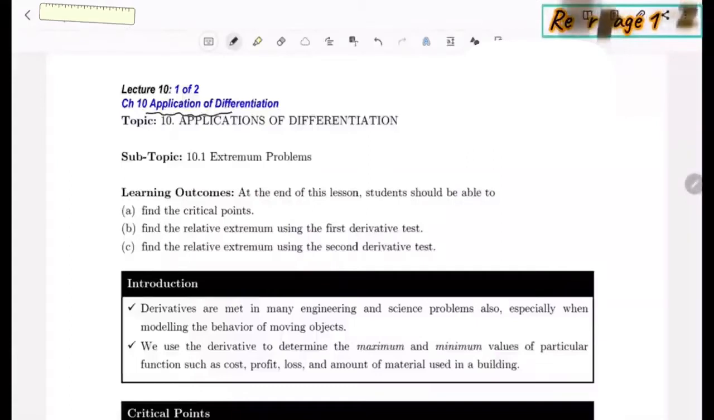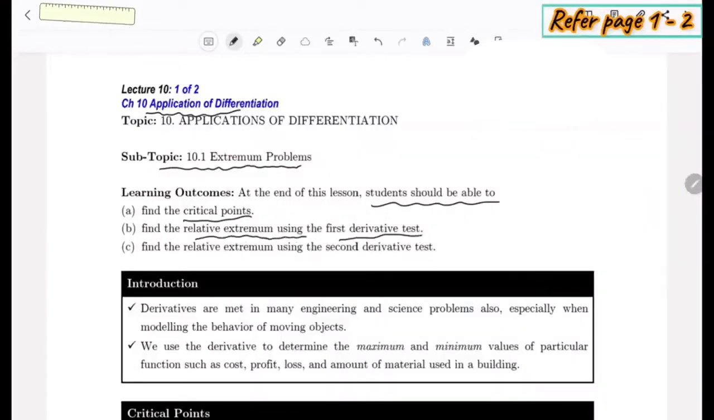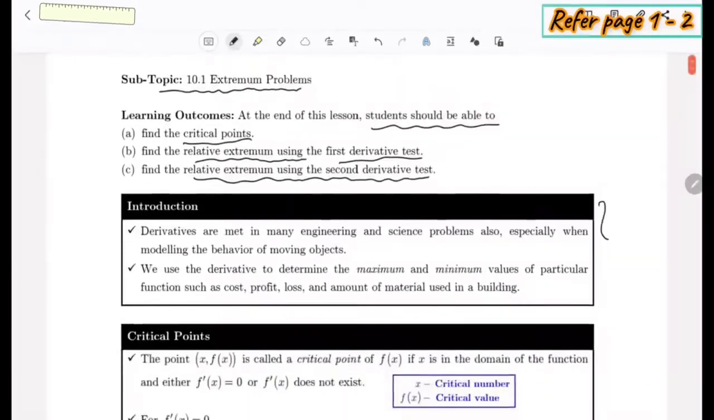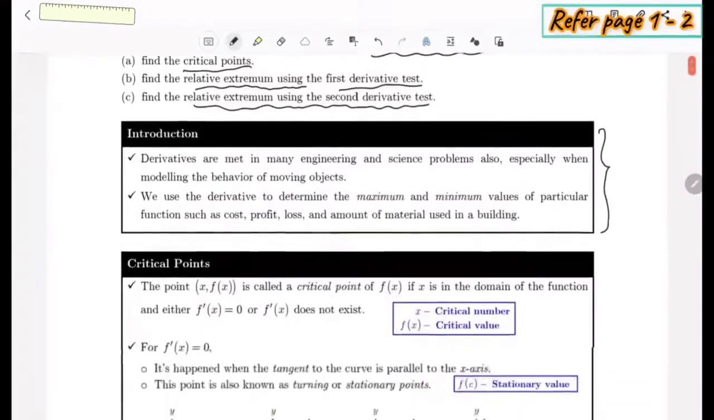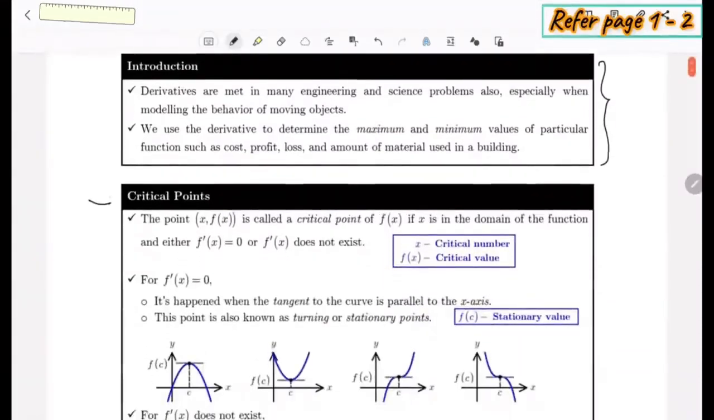Application of differentiation. Okay, the first subtopic, 10.1, extremum problems. The learning outcomes of today's lecture: students should be able to find critical points, find relative extremum using the first derivative test, and find extremum using the second derivative test. You can read through the introduction yourself. Let's look at the critical points.